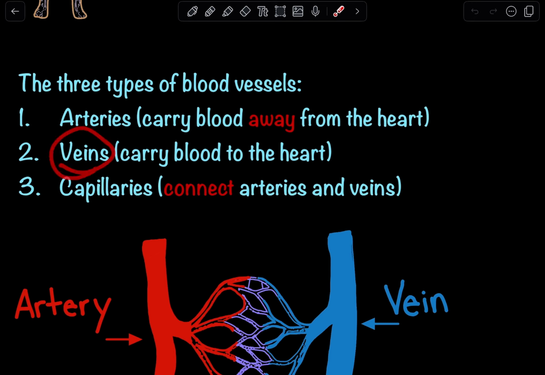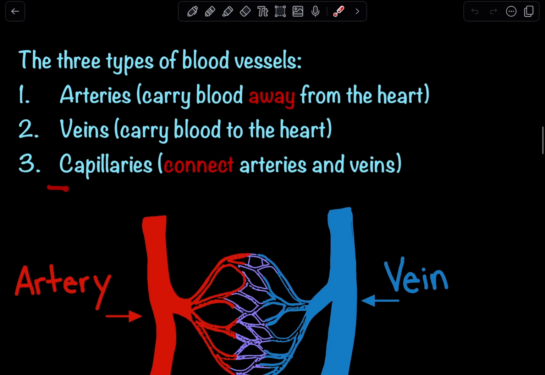Next, we have veins. Now, veins carry blood as well, but they carry blood to the heart. So if blood is going to the heart, it's going to be deoxygenated and it's going to the heart to get reoxygenated via the lungs. Then we have capillaries, and capillaries simply connect the arteries and the veins. So capillaries connect arteries away from the heart and veins go to the heart.